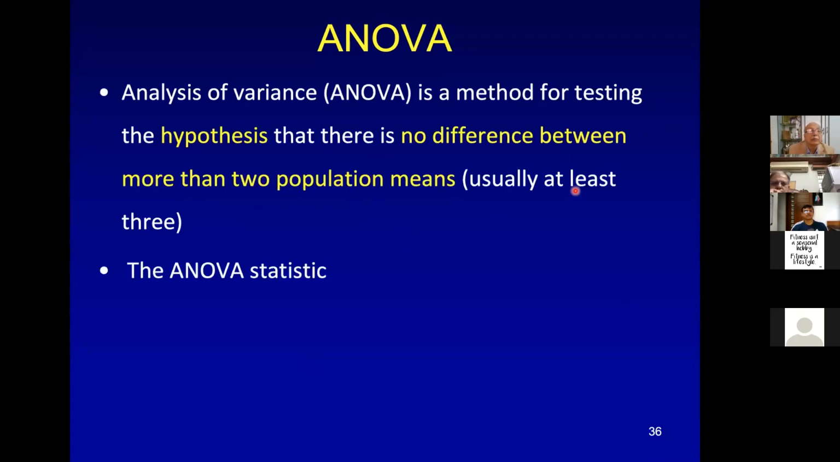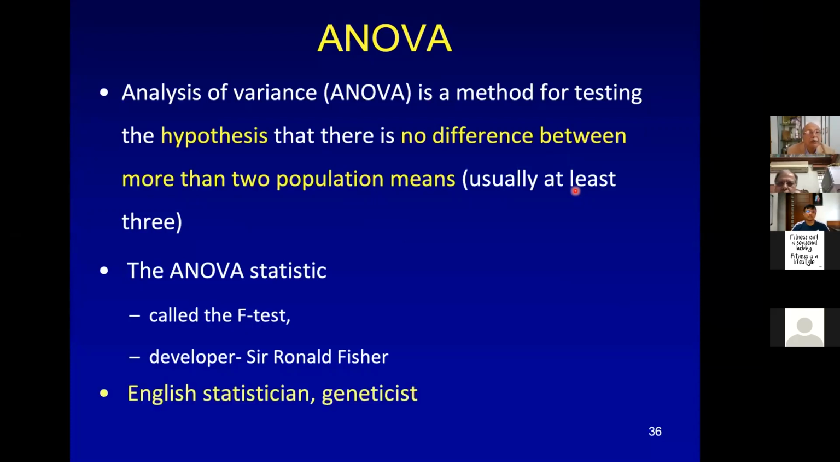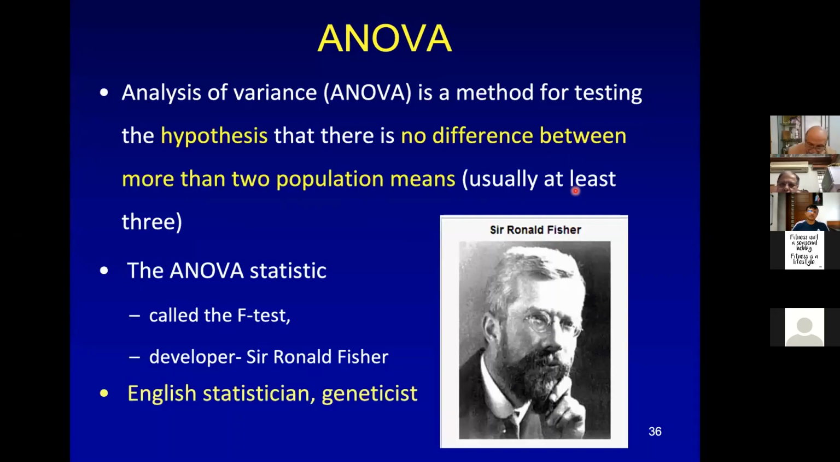And this is the ANOVA statistic, also called the F test. Just a little bit of statistical jargon here: it was developed by Ronald Fisher, who is credited with many tests. He was an English statistician and geneticist. And it's good to acknowledge these gentlemen who, over a century ago, gave us all these classic tests that we use day in and day out.